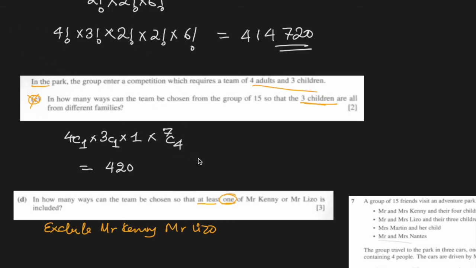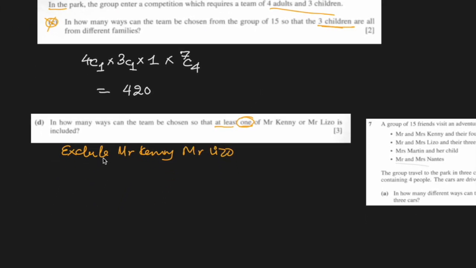So we'll select any 3 children first. So how many children are there? 4 plus 3, 7 plus 1, 8. So 8C3. 3 children will be selected from these 8 children, and Mr. Lizzo and Mr. Caie are not included. That means there are how many? 7 adults, so 5 adults left. Out of those 5, we have to select the team of 4 adults, right? And keep it. We have to subtract this from total number of selections.